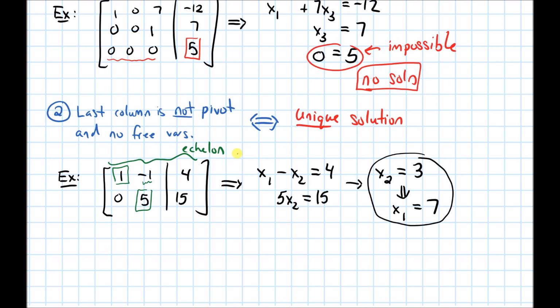So once we have our matrix in echelon form, if we then rewrite it as equations and solve, this will require back substitution.